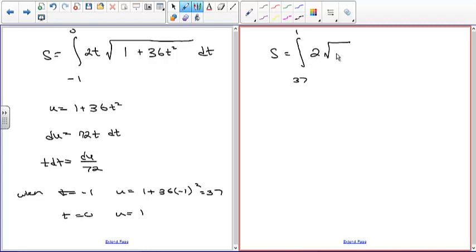So then the integral becomes the integral from 37 to 1 of 2 times the square root of u times du divided by 72. So t dt is du divided by 72. This is the square root of u. The 2 stays there. So go ahead and integrate that for me, and hopefully you can get an answer around 4. And again, you don't have to substitute u back in because we've redefined the limits in terms of u.